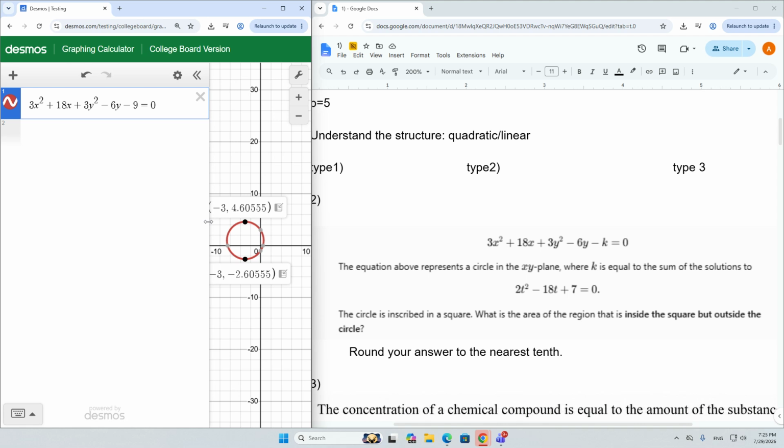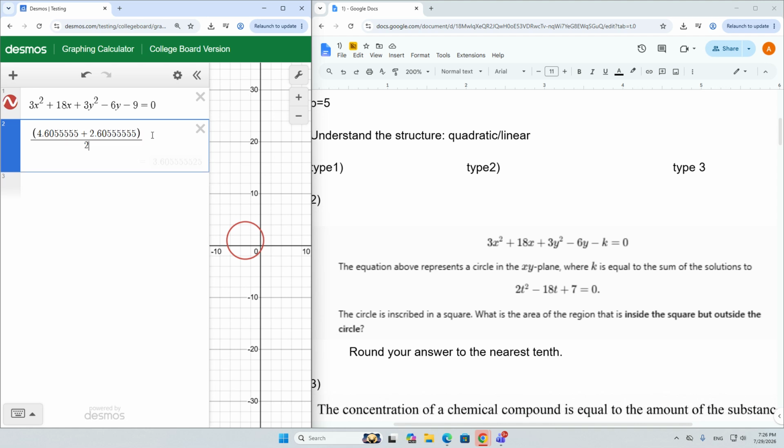So it's going to be 4.60555 minus that. So 4.60555 plus, that's my diameter, right? That's my radius. So what happens when I square it? So my radius squared, I can tell, is 13, okay? Like I said, my radius squared is 13.